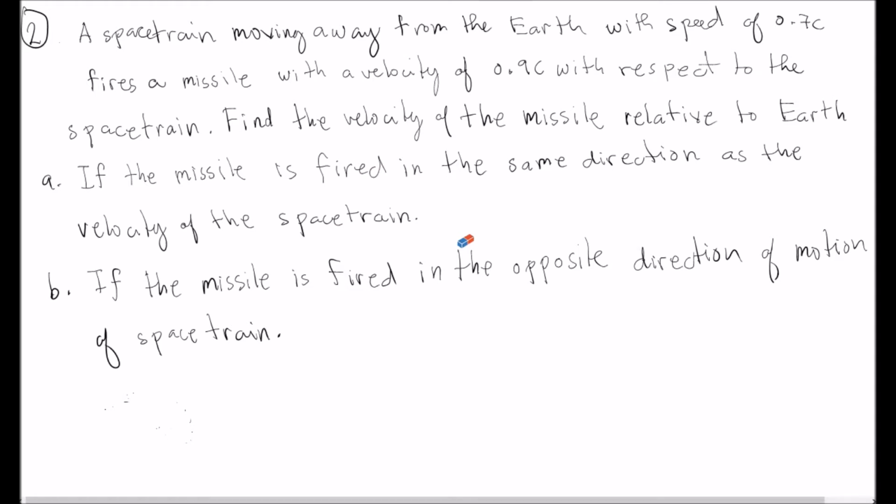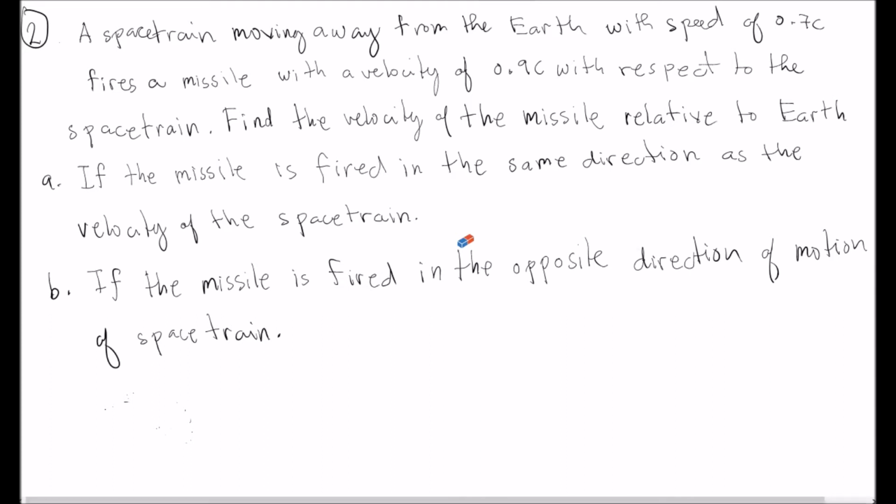So the missile must have a positive direction since it is in the same direction as the moving frame. Letter B: we will find the velocity relative to Earth if the missile is fired in the opposite direction of the motion of the space train. So V prime there must have a negative direction since it is opposite to the direction of the moving frame, the space train.